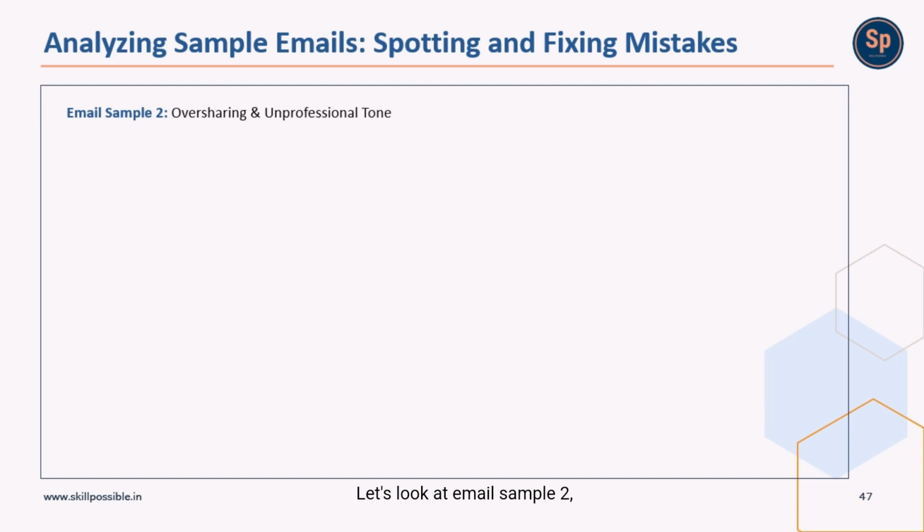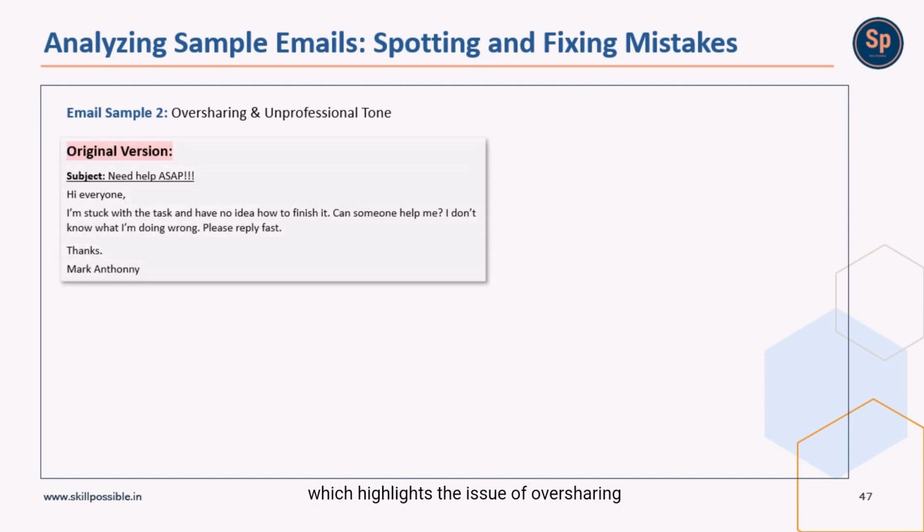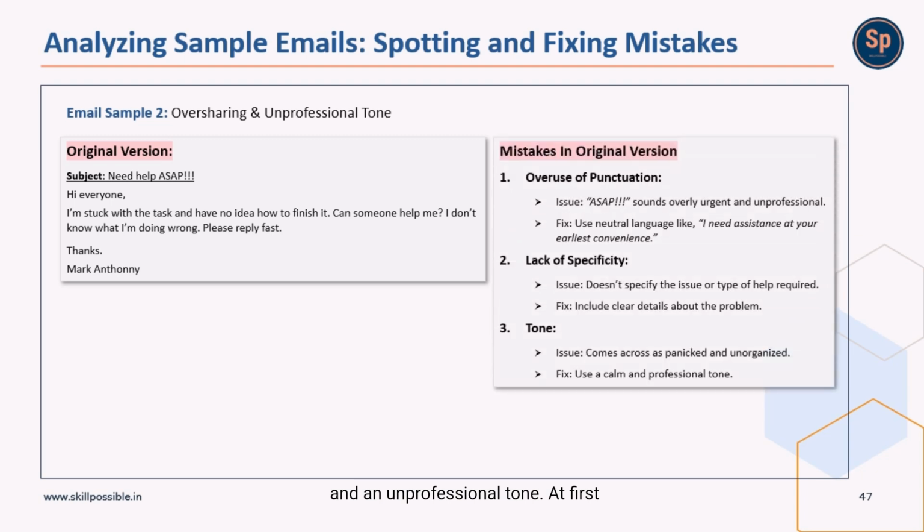Let's look at email sample 2, which highlights the issue of oversharing and an unprofessional tone. At first glance, the subject line, "Need help, ASAP," feels overly urgent and informal. Excessive punctuation can create unnecessary pressure and reduce professionalism. A more neutral subject line helps set the right tone.